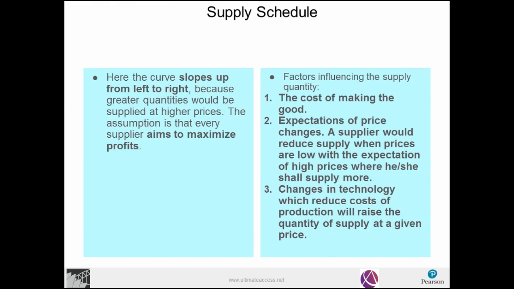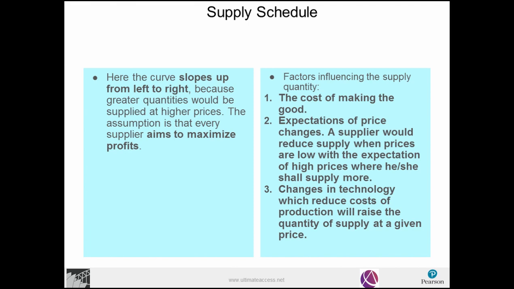Now, a supply schedule, basically the curve of a supply schedule slopes from left to right. It's the opposite of a demand schedule. Now, I don't want you to ever confuse supply and demand, because suppliers aim to maximize their profits, and hence they will supply more at a high price. I have found this issue with students where they usually debate and say, come on, if you supply more at a high price, then there'll be no demand. But you see here, you're not focusing on demand, we're focusing on supply.